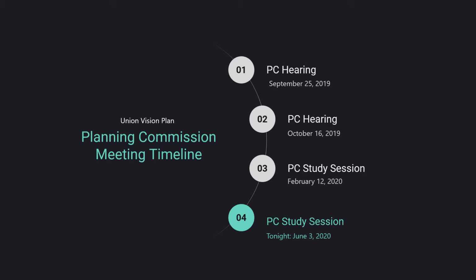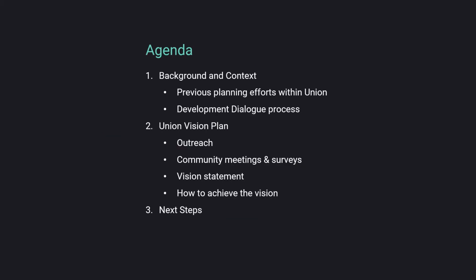This is the fourth meeting with the Lakewood Planning Commission about the Vision Plan. The agenda for the meeting will include background and context for the Vision Plan and how this plan ties into the previous planning efforts within the Union area and the recent development dialogue process. Then the details of the Union Vision Plan will be discussed, including outreach, community meetings and surveys, what was heard from the surveys, and a summary of ways to achieve the vision.